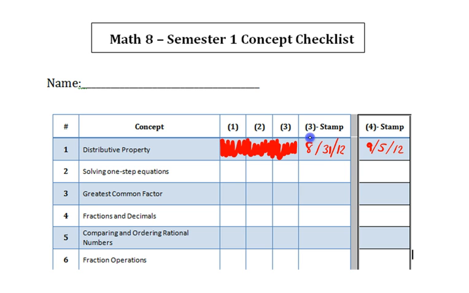Now at this point they've gotten the stamp for the 3, they've gotten the stamp for the 4, and they are basically done with the distributive property. Now they'll be doing multiple concepts at once, so they'll be keeping track of all of these, and they'll be shooting for 1 stamp, 2 stamps, or ultimately both stamps.